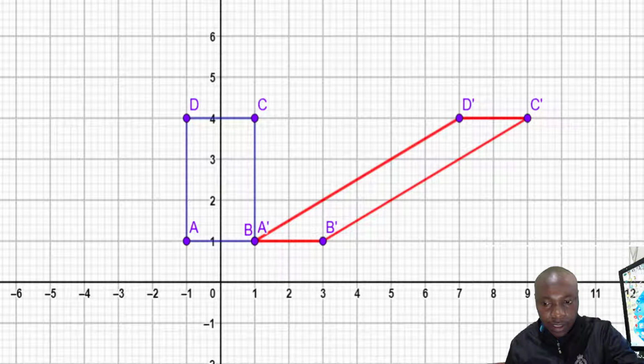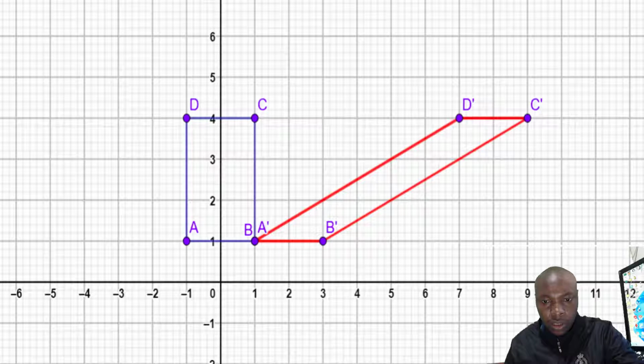You need to understand the 2 types of transformation: isometric transformation and non-isometric transformation. Isometric transformation is the one that does not change the object. After transformation, the shape and the size of the object and the image remain the same. In this case, you can see the object and the image are not of the same size and shape, so this is non-isometric.